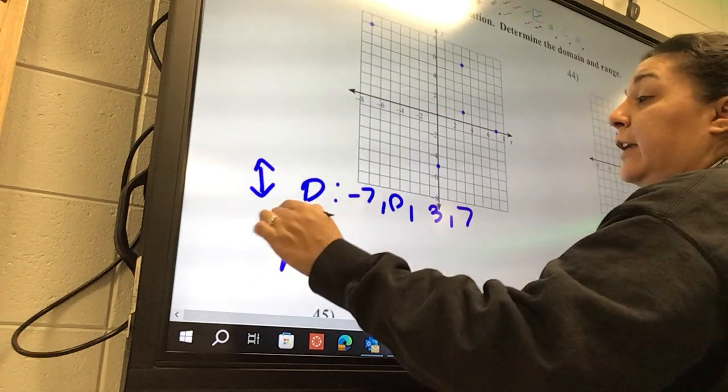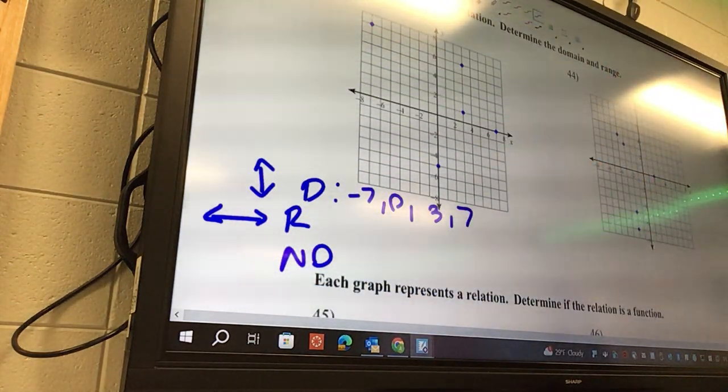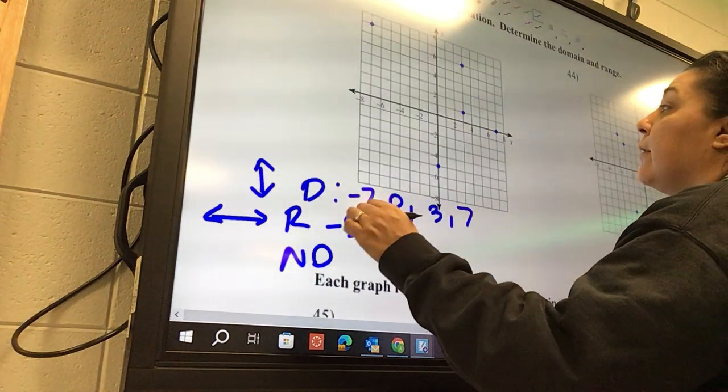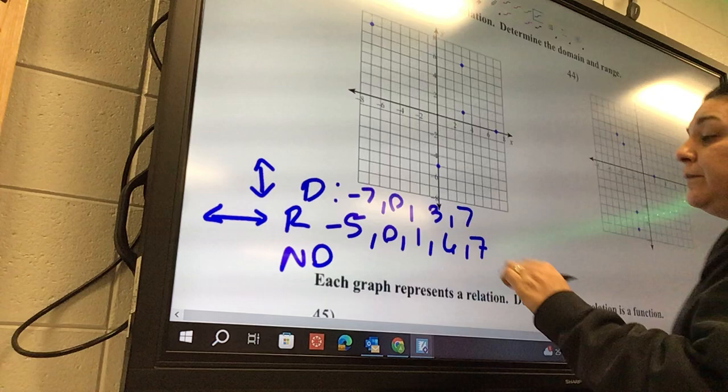Okay, and then the range we check this way, okay, the left and right. Okay, and that's gonna be -5, 0, 1, 6, and 7.